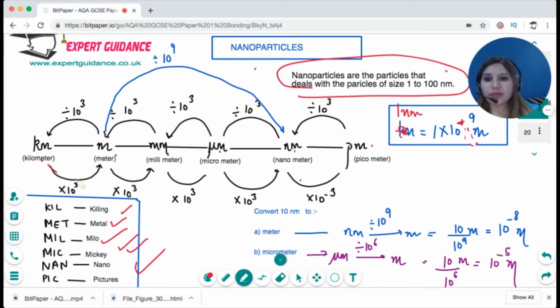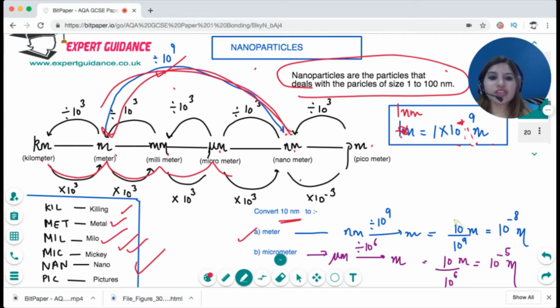So from kilometers to meters, you multiply by 1000, meters to millimeters times 1000, and when you go in reverse, you divide by 1000. So if you need to convert nanometers into meters, you go from here to here, there are 3 bumps, so you divide by 10 to the power 9. So 1 nanometer is 10 to the power minus 9 meters. For example, convert 10 nanometers to meters. Nanometer to meter is divided by 10 to the power 9. So 10 divided by 10 to the power 9 is 10 to the power minus 8 meters.